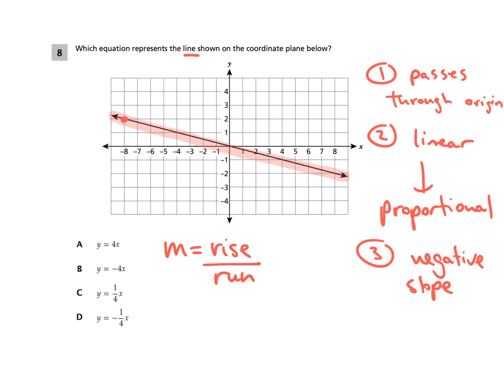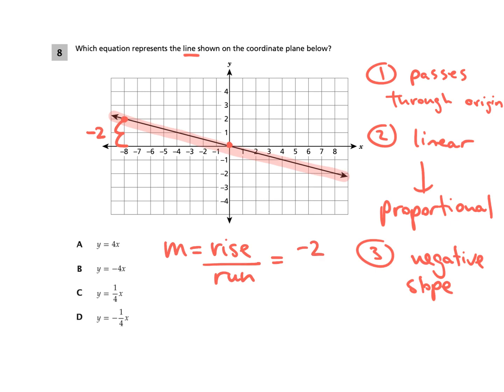So I'm going to choose this point and I'm going to choose this point. So the rise is going to be going down 2 boxes, but also 2 units. You want to make sure your scale agrees with your boxes. If it doesn't, adjust accordingly. So going down 2, that's my rise.